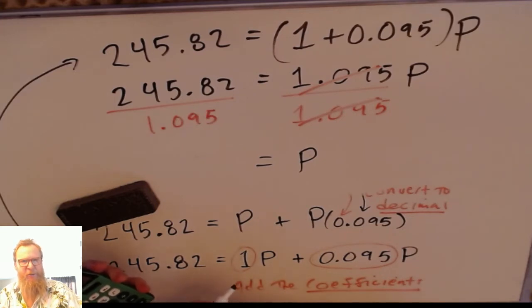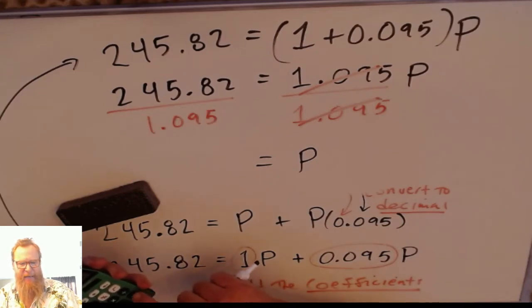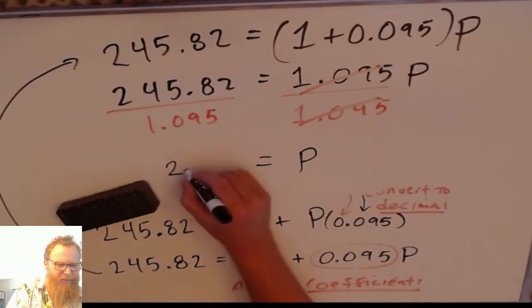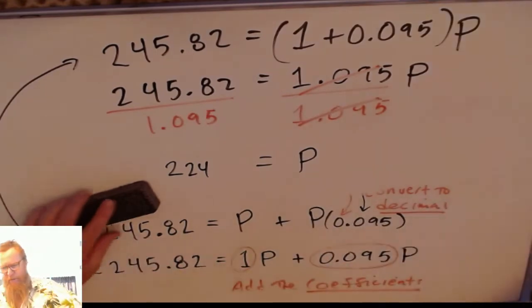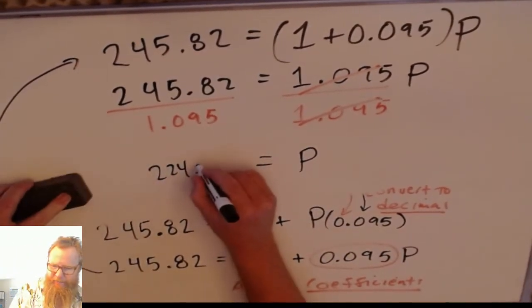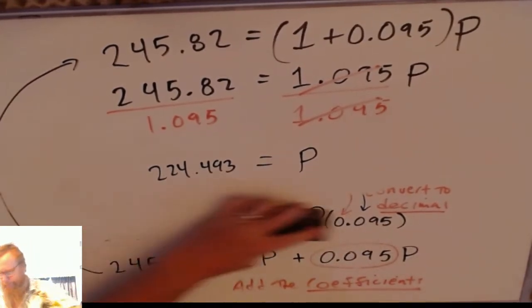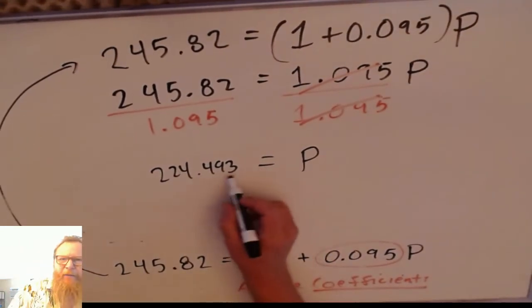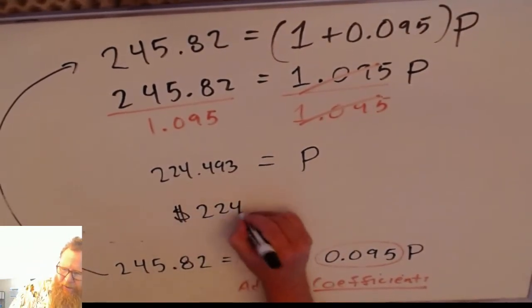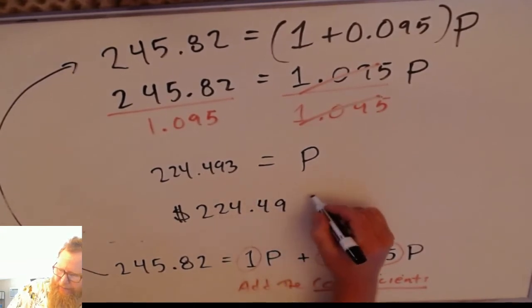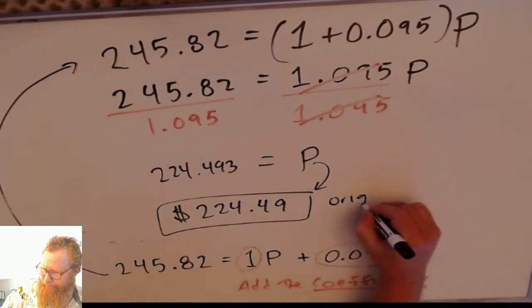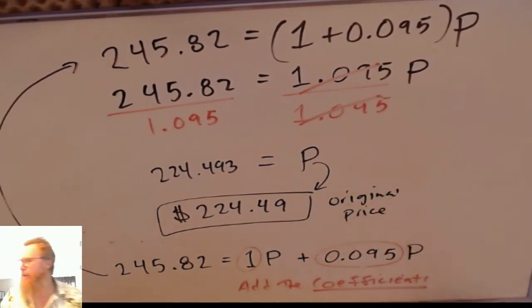So you've got $245.82 divided by 1.095, and you get 224.493. Round that to the nearest cent, so that'll be $224.49.